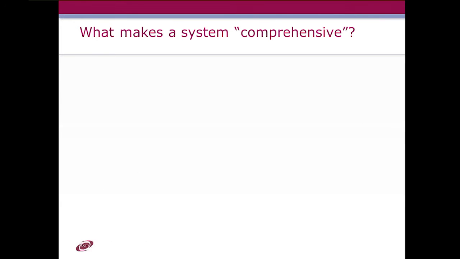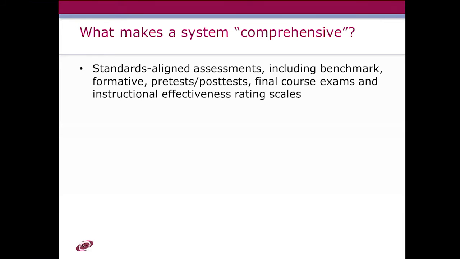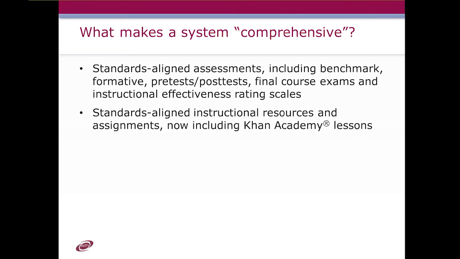First, what makes a system comprehensive? A comprehensive system is going to include standards-aligned assessments for benchmarks, pre-tests and post-tests, formative or classroom tests, final course exams, and instructional effectiveness rating scales. It should include a standards-aligned instructional resource grouping, including Khan Academy lessons. We also have our own instructional dialogues or assignments.